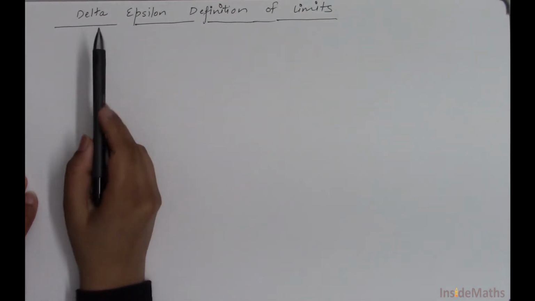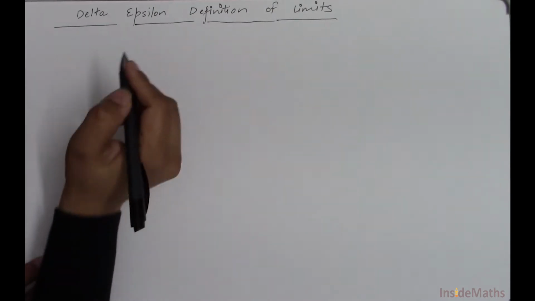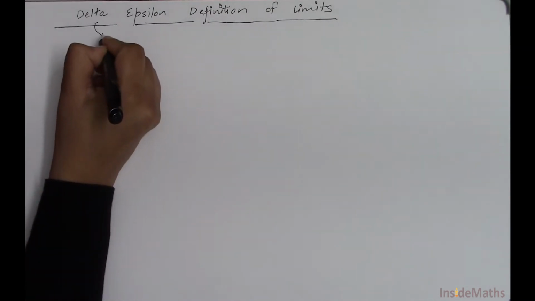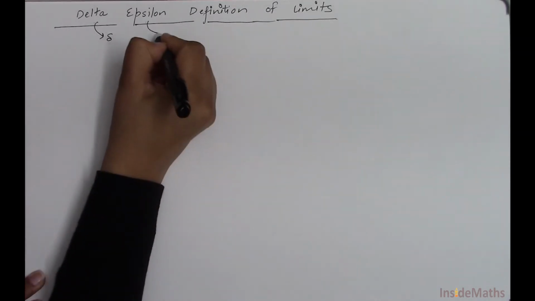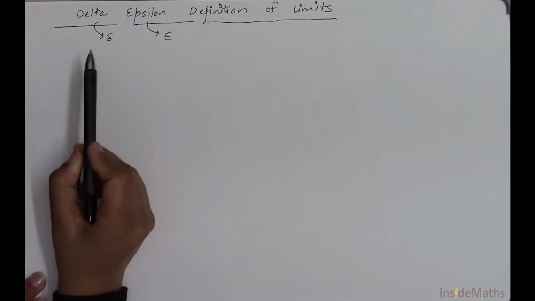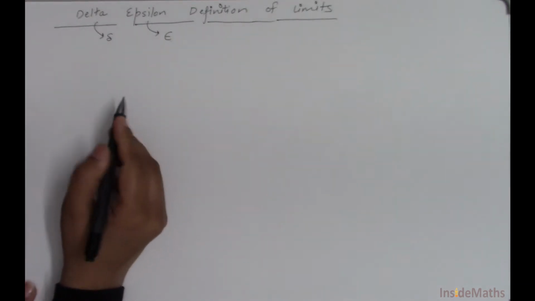In this video, I'll explain the delta epsilon definition of limits. Now, delta and epsilon are two Greek letters. This is delta and this is epsilon. These two letters I'm gonna use in the delta epsilon definition of limits.